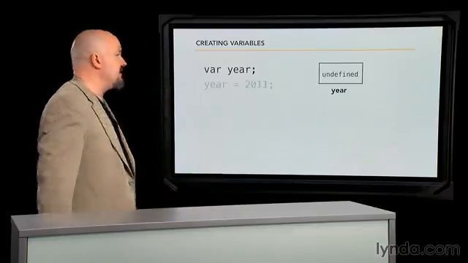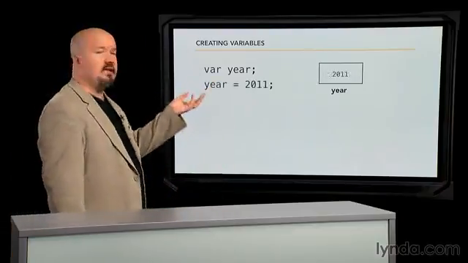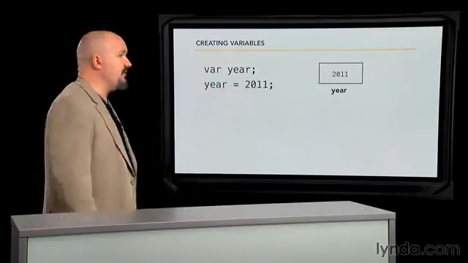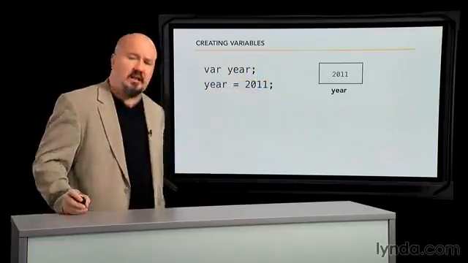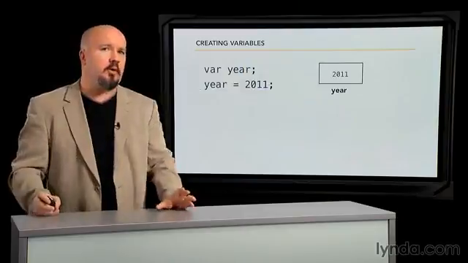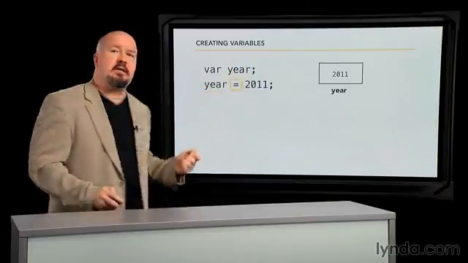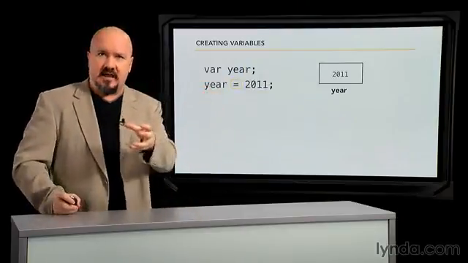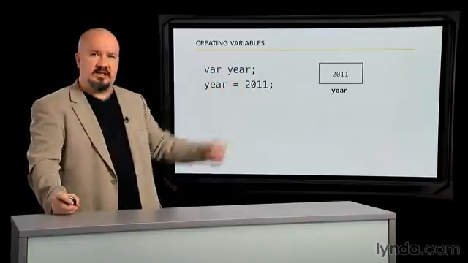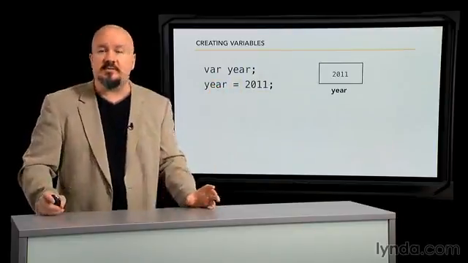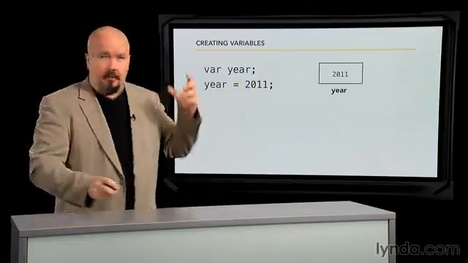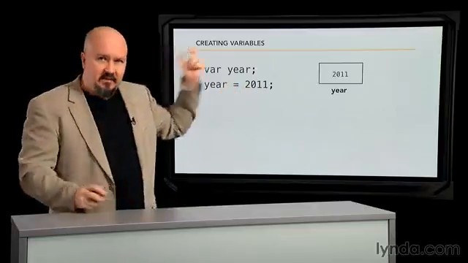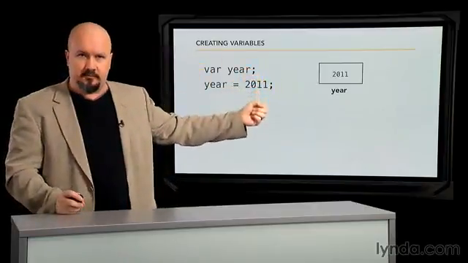We could do that as two statements. I say var year, then year equals 2011. And that puts the value in the variable. Now, very important, the equals sign here is setting the variable to the value 2011. It is not a polite description. It is a command. Put the value 2011 in the variable called year.